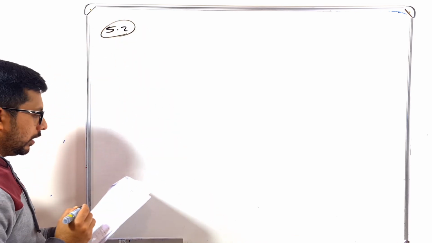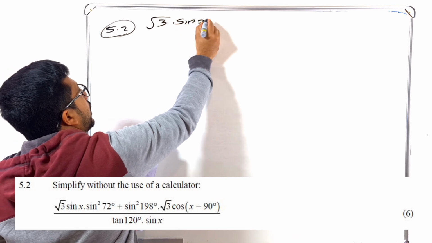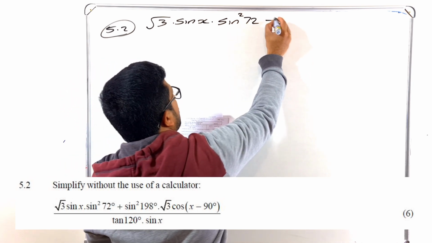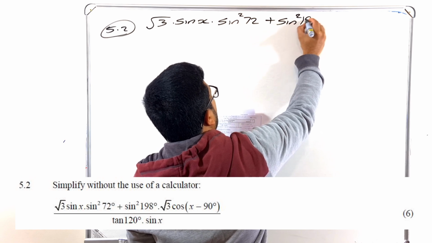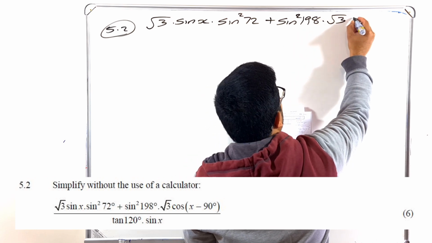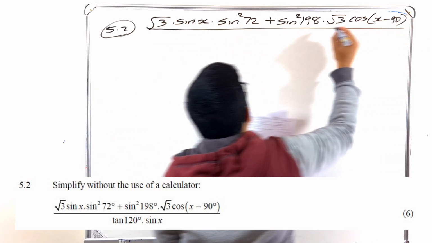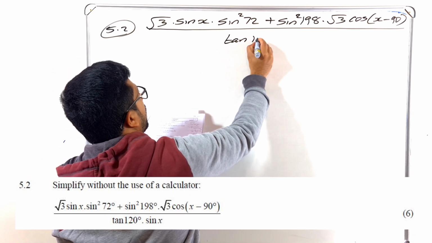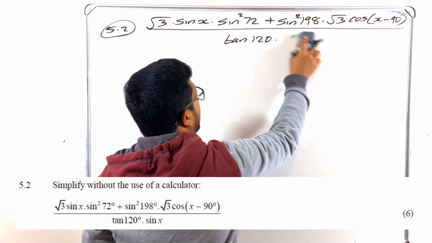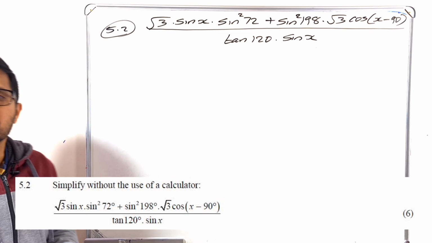Question number 5.2, what is that one? Simplify without use of a calculator: root 3 into sine x into sine square 72 plus sine square 198 into root 3 cos of x minus 90, the whole divided by tan 120 into sine x, sorry, tan 120 into sine x. Okay, so you have to simplify this one.